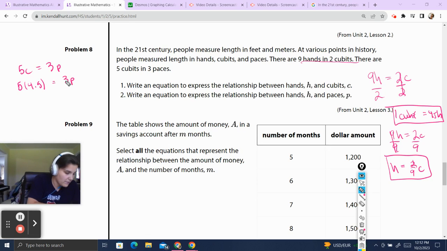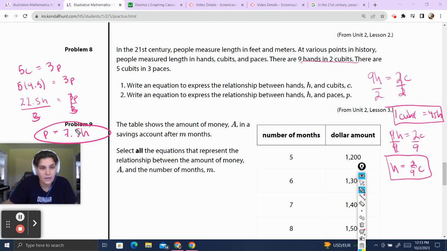5 times 4.5, pull out your handy dandy calculators or go ahead and do your mental math, gets us 22.5 hands is 3 paces. And if I want to know how many hands are in one pace, I would divide both sides by 3, and I would have P alone, and 22.5 divided by 3 gets me 7.5 hands in each pace. And that's how I would do this question. So one pace is equal to 7.5 hands.